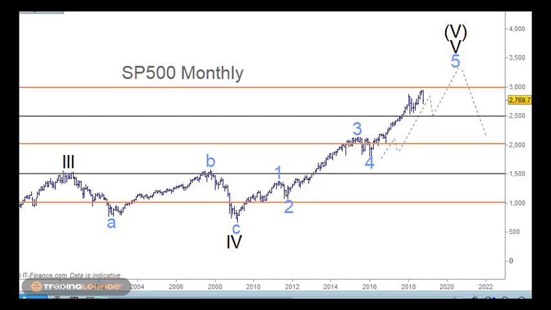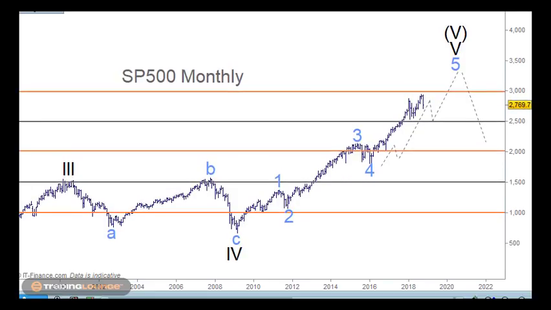We'll look at the SP and the NASDAQ, starting with the SP on the monthly chart here. Always good to have a look at the bigger picture on a Monday. So the year 2000, the tech bubble, an A wave, a B wave and a C wave for wave 4, and we're looking at wave 1 and 2 here, primary degree, and 3 and 4, and we're looking for 5 waves to the upside here.